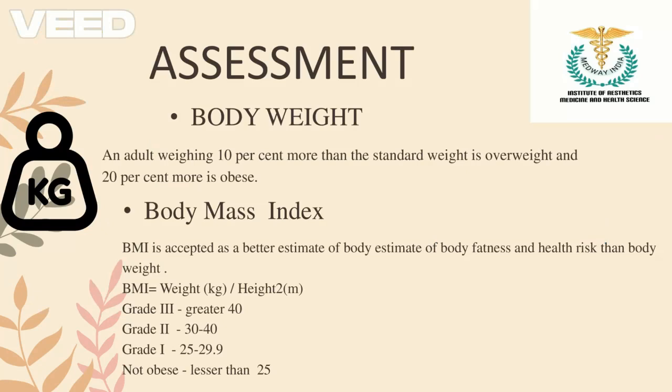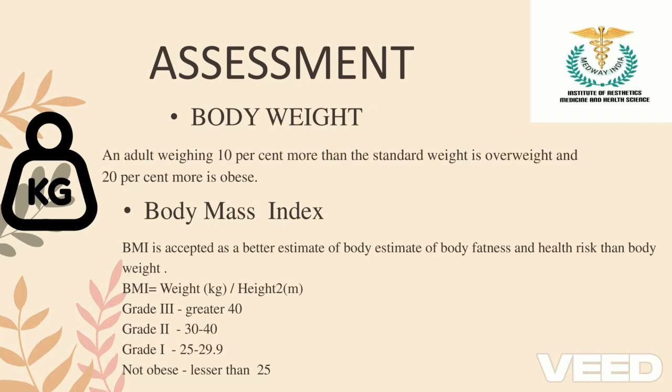And next we are going to see the assessment: in what way we can assess the weight, in what way we can judge them. First is going to be the body weight. An adult weighing 10% more than standard weight will be overweight. So we know body mass index, BMI. Body mass index is accepted worldwide as a better estimate of body fat. The BMI formula: weight in kg divided by height in meter squared.